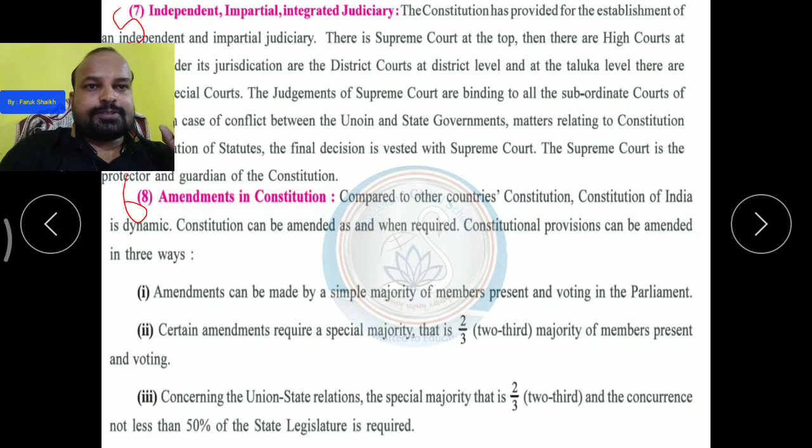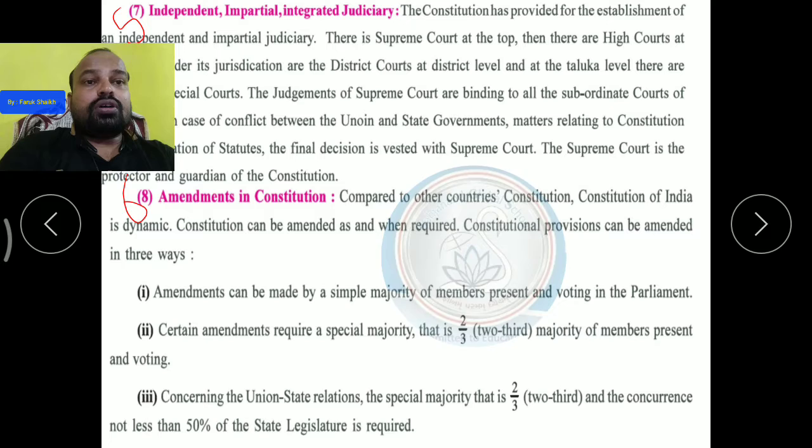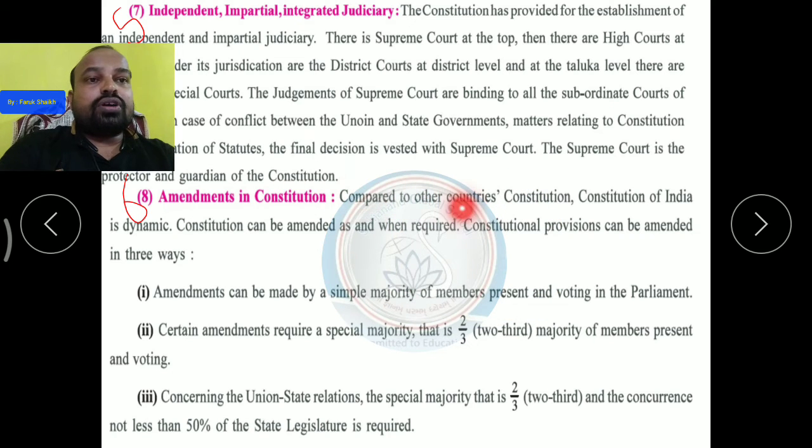So let us see the amendments in the constitution, meaning how changes can be brought into the constitution. Compared to other countries, the constitution of India is dynamic. The Constitution can be amended as and when required. Constitutional provisions can be amended in 3 ways.